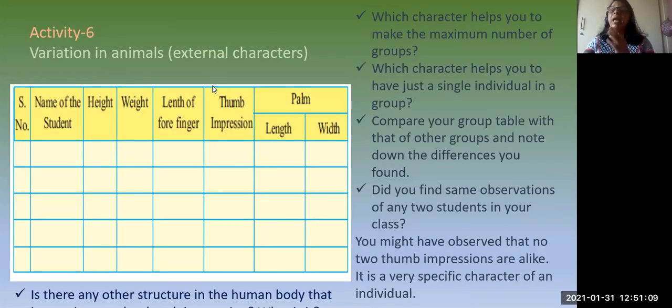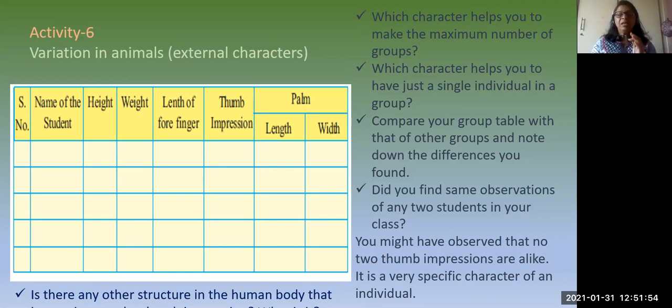Activity 6: variation in animals, in external characters. The animals given here are mostly human beings. These are chordates. What we saw previously, the insects, are non-chordates; they don't have a backbone, but these animals are chordates. You can go through your neighbors or friends and check these things. Write down the name of the student, height, weight, length of forefinger, thumb impression, palm length, and width. Count all these things and complete this.